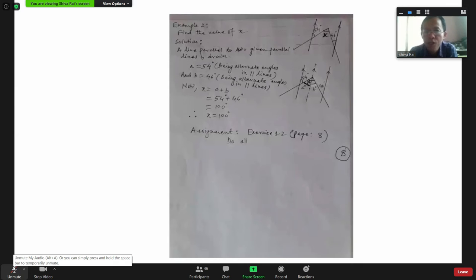Okay. So here you look. The whole angle x is divided into two parts. One is a degree, another is b degree. So the line which is passing through the vertex of the angle x is parallel to the two given lines. So a equal to 45 degrees. Why? Being alternate angles in parallel lines. Sir, a and b, they both are 45 degrees? Wait. a and b are not 45. That same thing I am telling you. You are not giving attention.